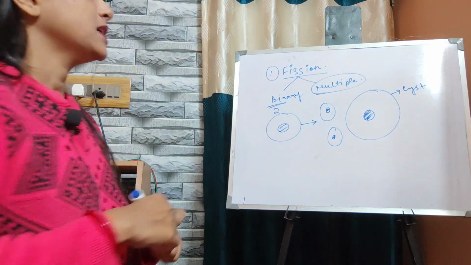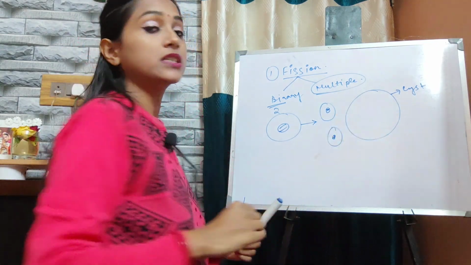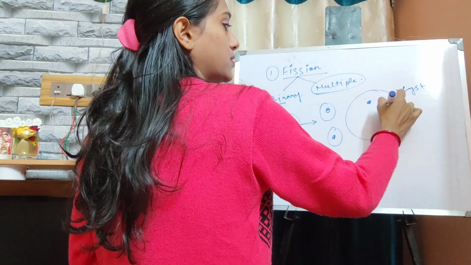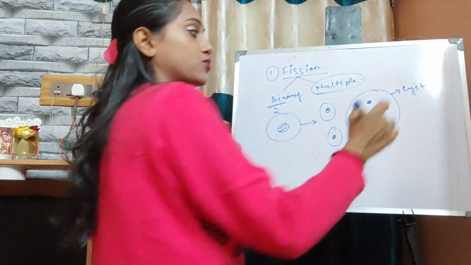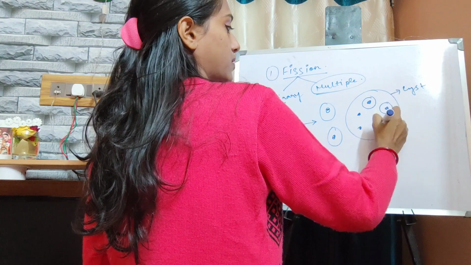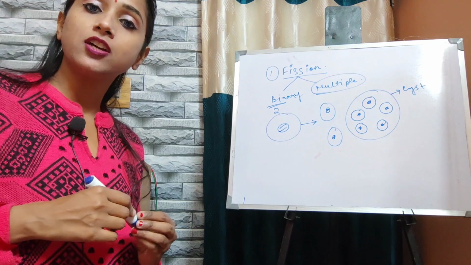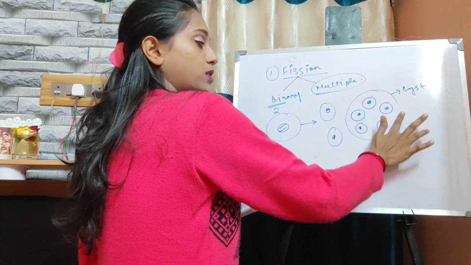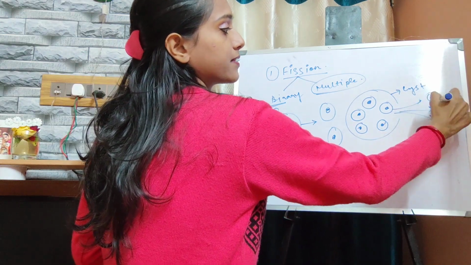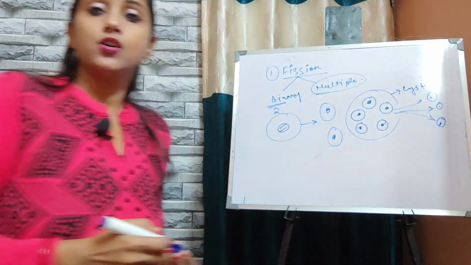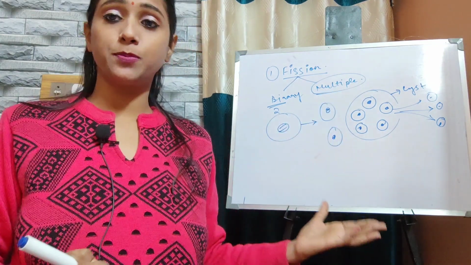Now what will happen? The nucleus present within this amoeba will divide mitotically and produce multiple nuclei. Now there is the cytoplasm as well. The cytoplasm will surround each of these nuclei and form spore-like structures, as you can see. On the return of favorable conditions, this cyst wall will break open and all these spores will come out into the natural environment where they can again reproduce to produce new individuals. So this is called multiple fission.